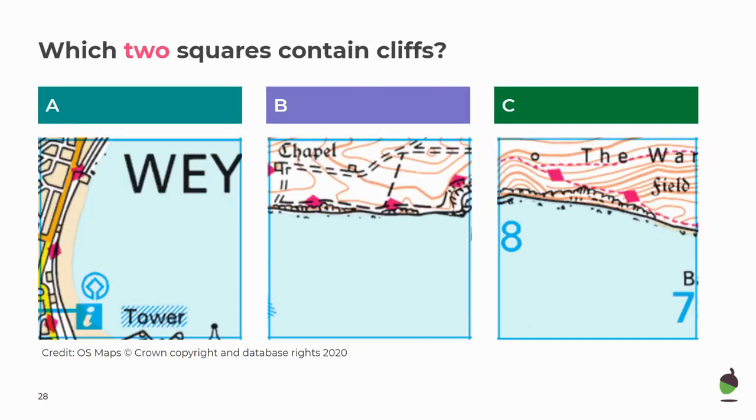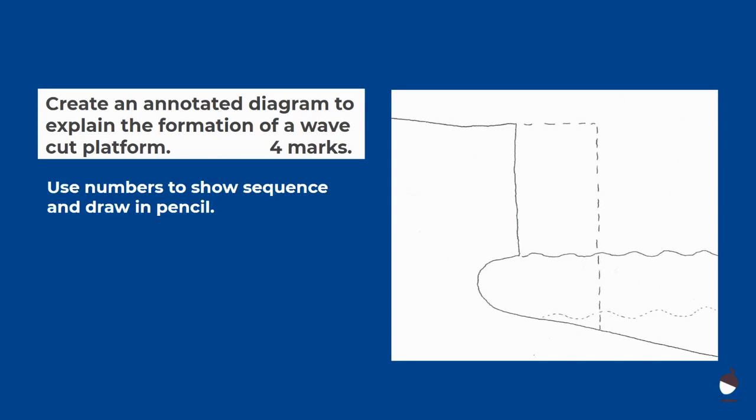Now we're looking for cliffs, and this time there are cliffs in 2 of the squares. Write down your answer. In A, you have no cliffs. What the coast looks like in that image is a wide sandy beach. So B and C both show cliffs. These are the semicircles that are set back from the coastline, so from that main black line that shows the edge of the coast.